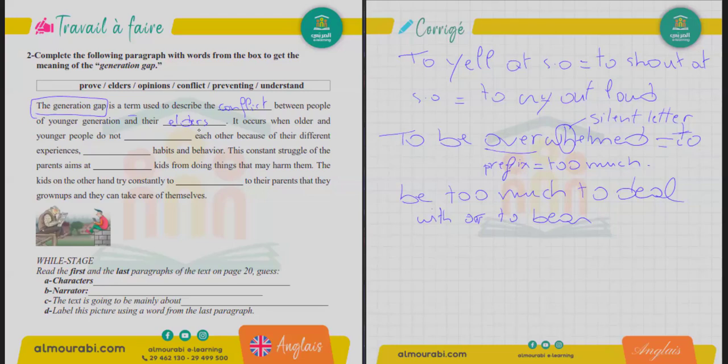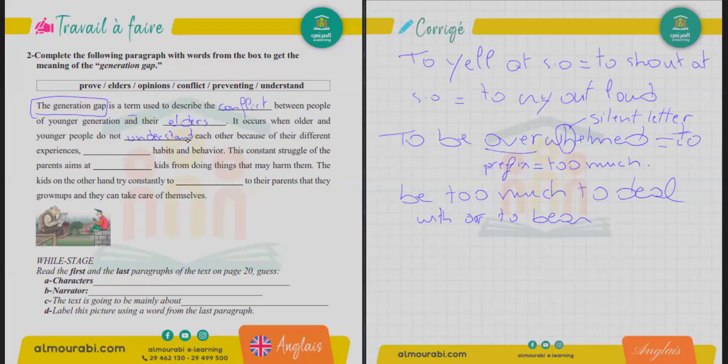It occurs with the old and younger people, younger people do not prove. No, it's not about proving, but when does this happen? It occurs when? It's when younger and older people do not understand each other. Very good. They do not understand each other, meaning they don't comprehend one another. Because of what?